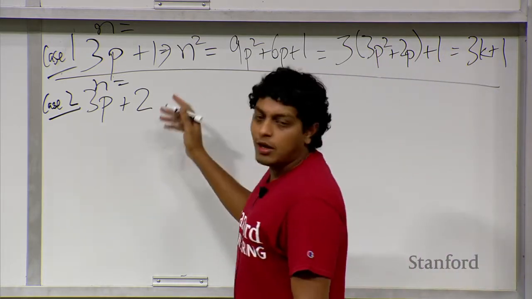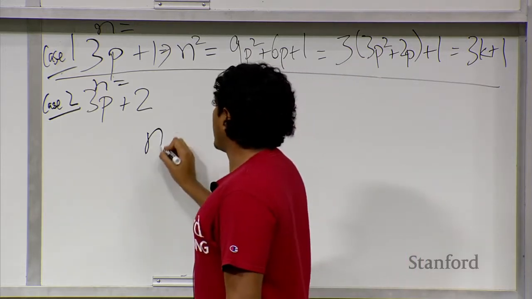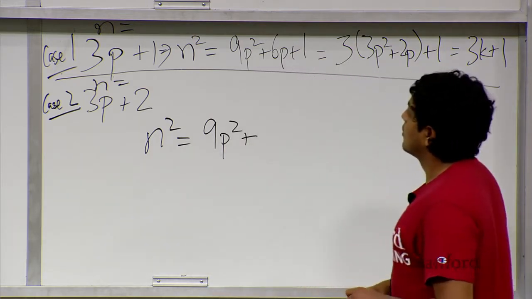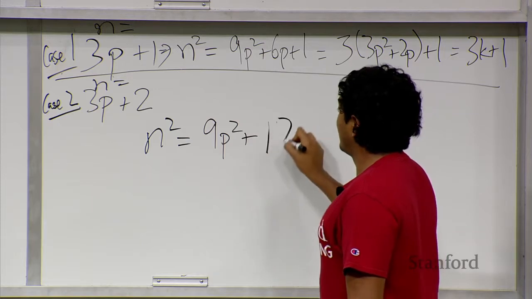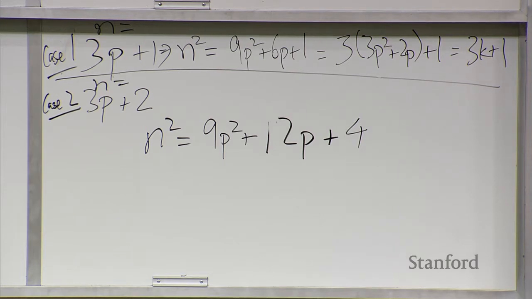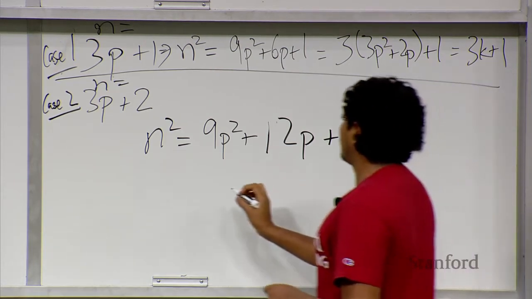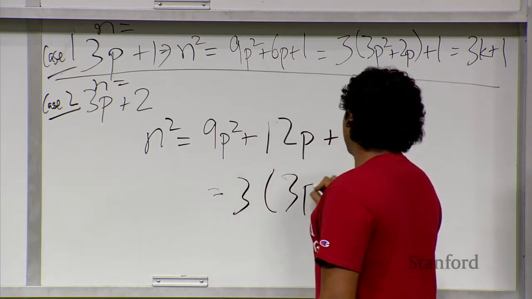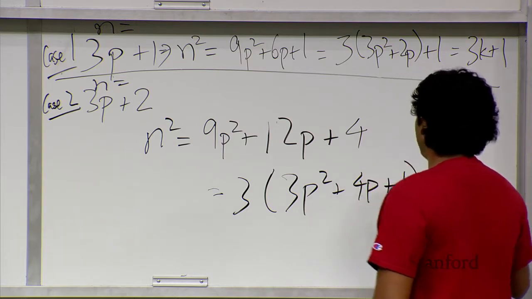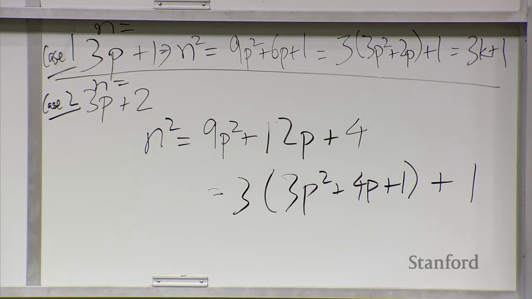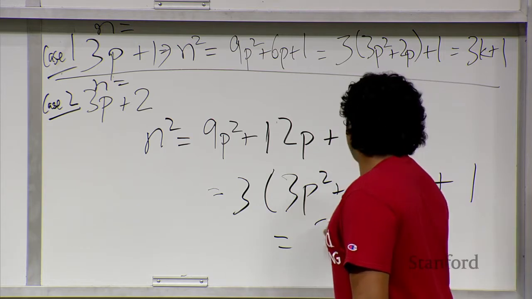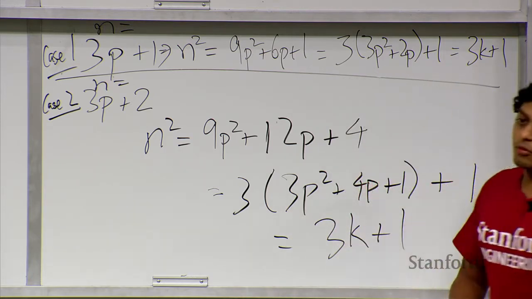Similarly, if we have n equals 3p plus 2, we do n squared equals 9p squared plus 12p, thank you, plus 4, if my high school algebra is still not too rusty. This gives us 3 times 3p squared plus 4p, plus 1, right? So we are just grouping terms that are divisible by 3, and this is again of the form 3k plus 1 for some k.